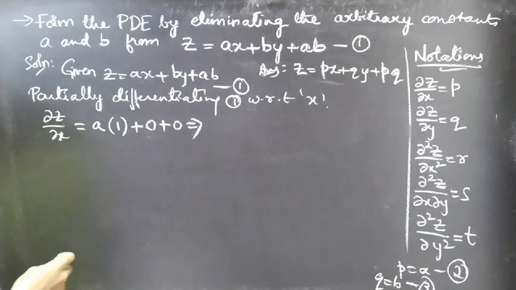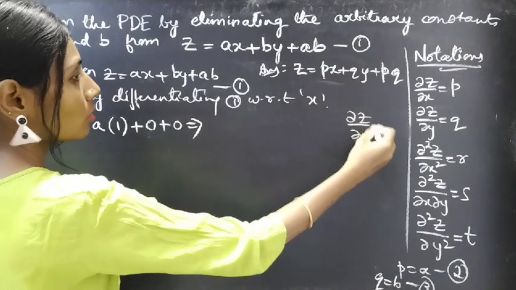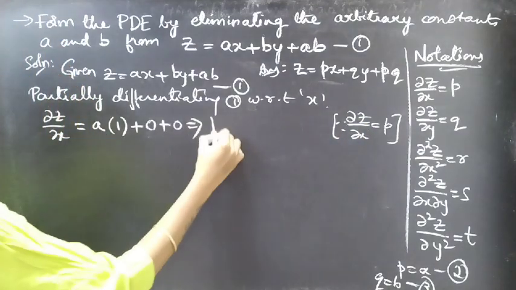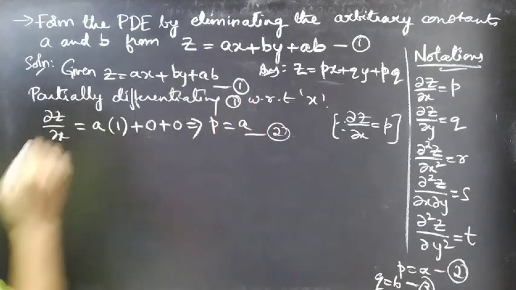Since we know the notation that dou z by dou x equal to p, let's replace dou z by dou x by p. You'll get p equal to a. A into 1 is a. We have considered this as equation 2.